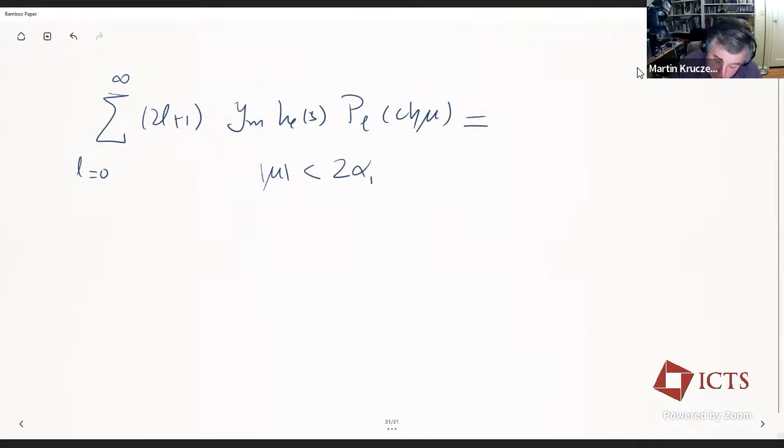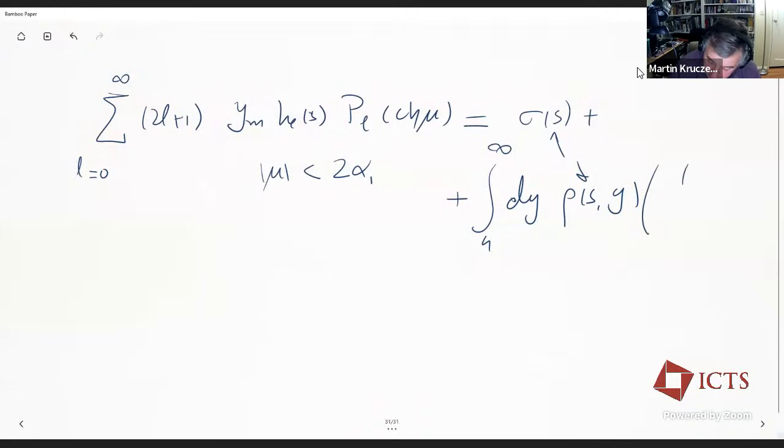And if you look at the Mandelstam representation, remember the imaginary part came from the delta function, so you get a sigma of S plus the integral between 4 and infinity, dy rho of S, y. This S here is from the delta function. And then we have 1 over y minus t plus 1 over y minus u.